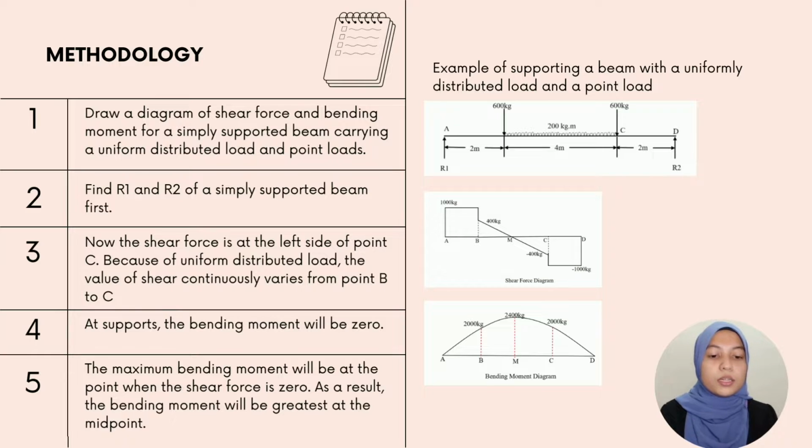And for the bending moment, at support the bending moment will be 0. MA and MD is 0. So at the point B and C will be 1000 multiplied by 2 and equal to 2000 kgm. Then the maximum bending moment will be at the point where the shear force is 0. As a result, the bending moment will be greatest at the midpoint.